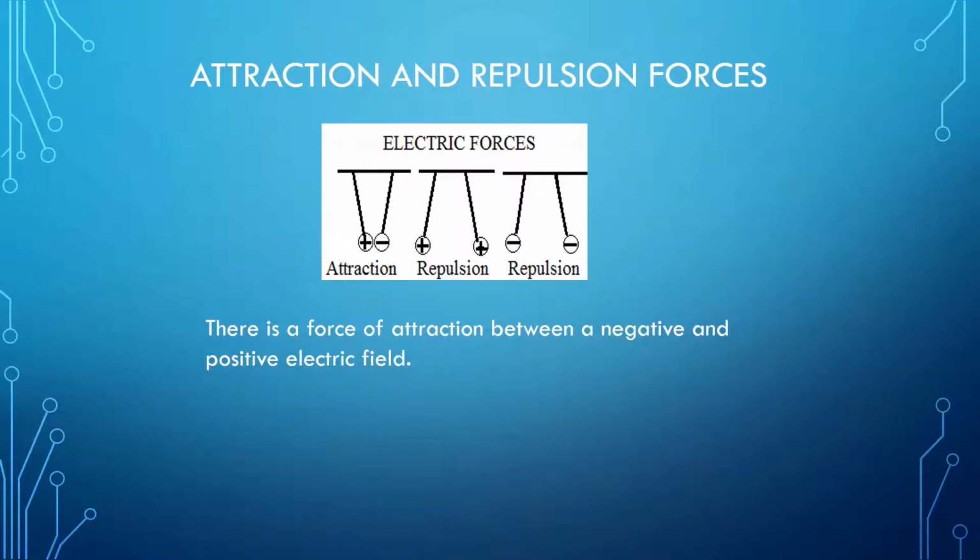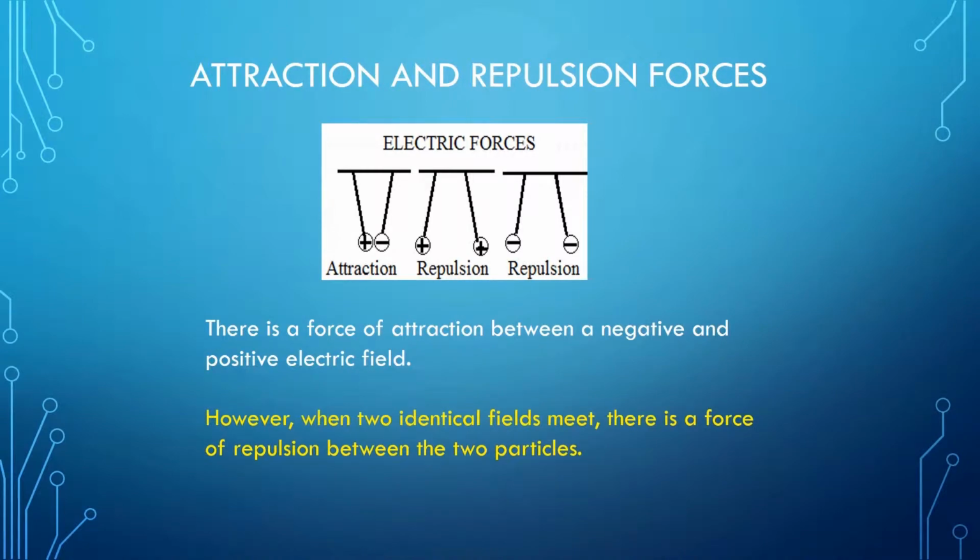Today I will discuss electricity in terms of virtual elastic string theory. Scientists have shown that electric fields come in two forms, positive and negative, as shown in the next slide. Here we see there is a strong force of attraction between a negative and positive electric field. However, when two identical fields meet, there is a force of repulsion between the two particles. This is true for both positive and negative electric fields.